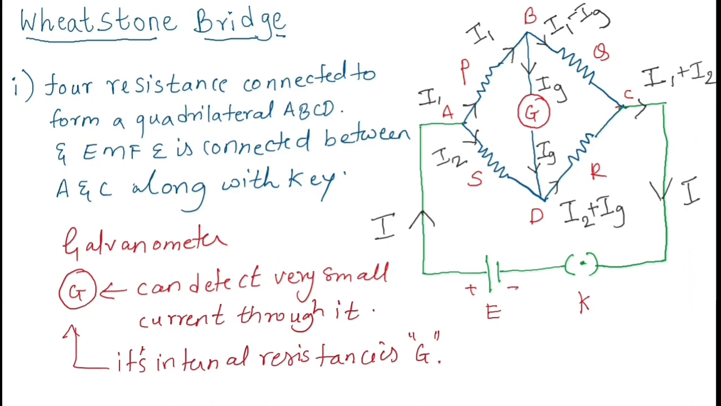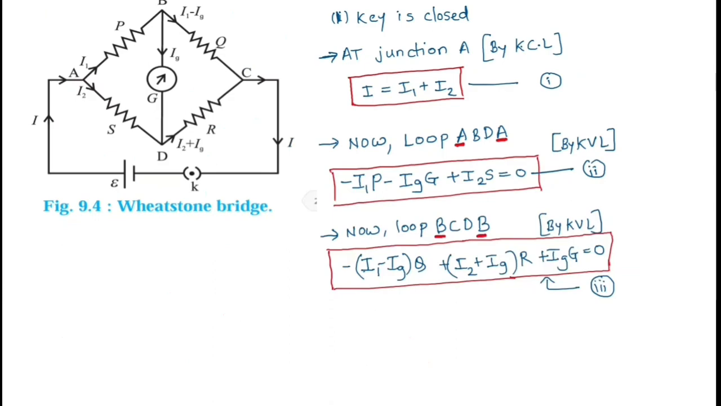Now you already know about Kirchhoff's voltage law and current law. You can see there are many junctions here: A, B, C, D. First of all, we will apply Kirchhoff's current law at junction A. The current I flows from the battery at point A and is divided into two parts, I1 and I2. This is our first equation.